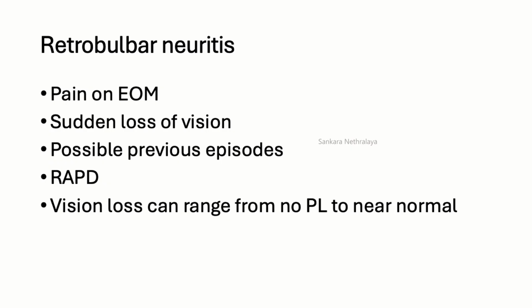And there are possible previous episodes, especially if there is a case of multiple sclerosis, and RAPD is very dramatic usually, and RAPD can be present even with 6/6 vision, and the vision loss can range from no PL to almost 6/6 vision, okay? And that it can be neuritis, okay?